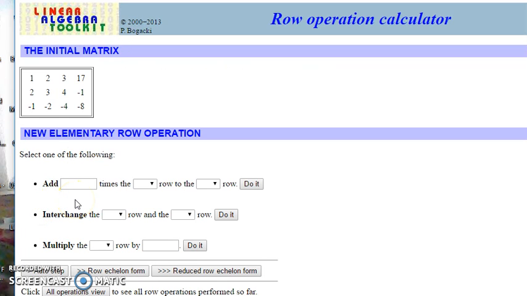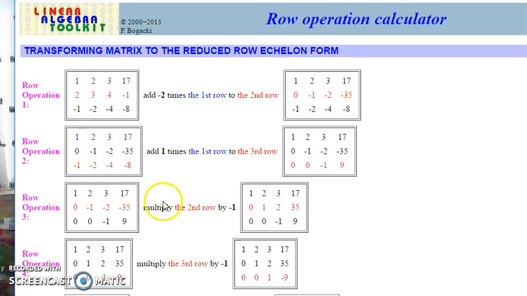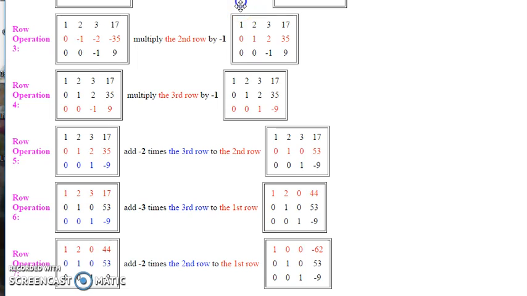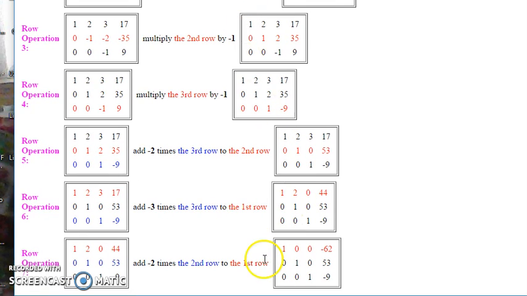And now I'm going to come down here, and you see where it says reduced row echelon form? I'm going to click on that. You're going to see all of this stuff. This is showing you step by step how to do the reduced row echelon form. The most important thing is down here where I get an identity matrix. An identity matrix is where I have the 1, 0, 0, 0, 1, 0, 0, 0, 1. So my square matrix here has ones in the diagonals and zeros everywhere else.